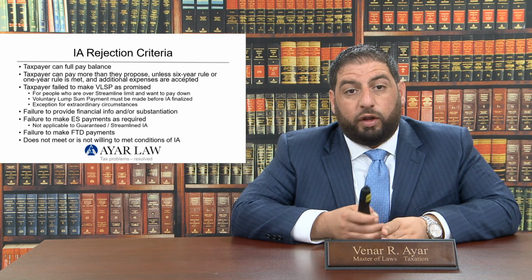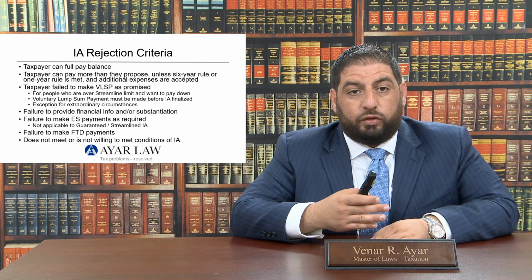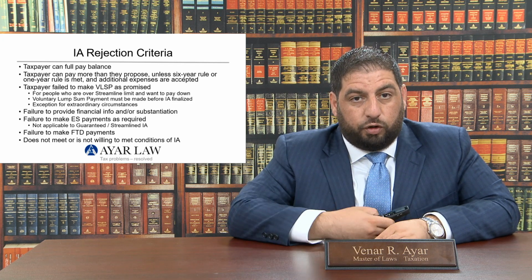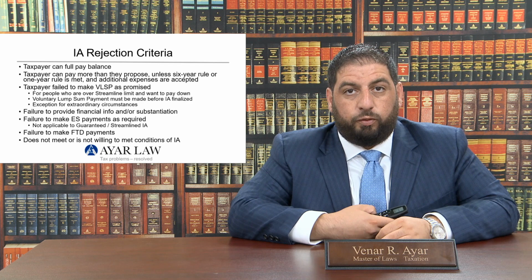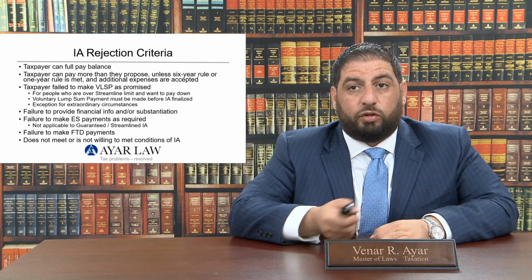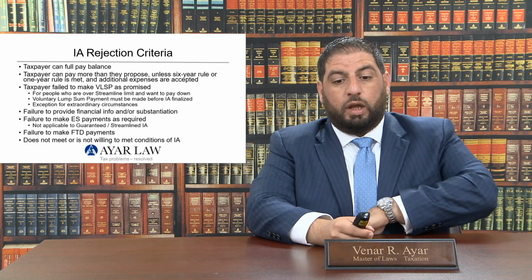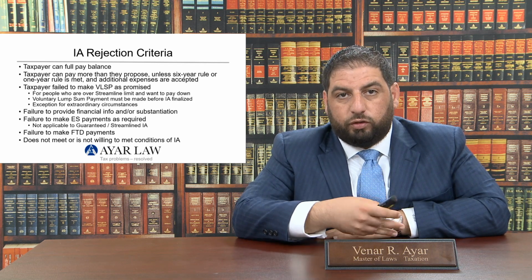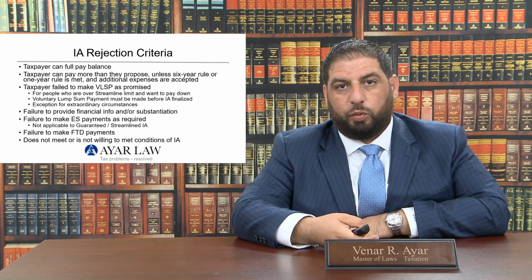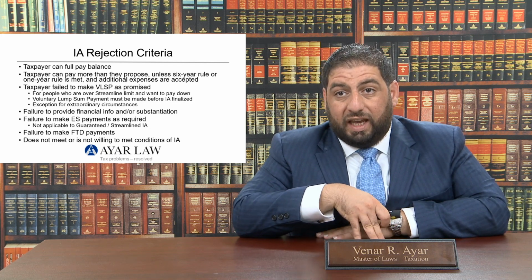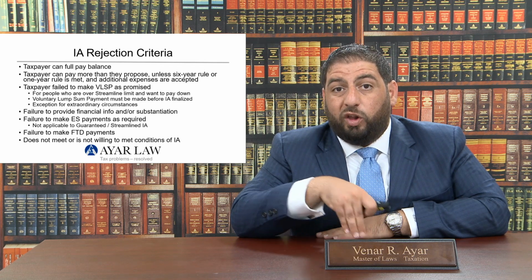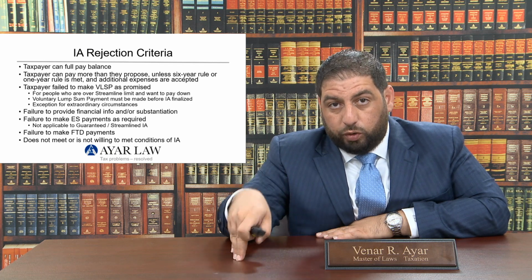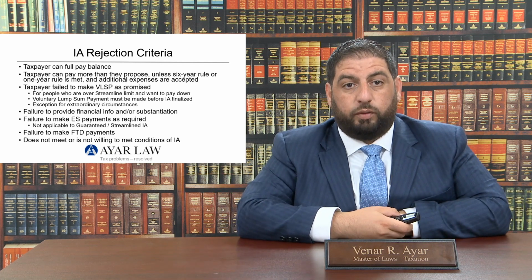They can also reject it for failure to make estimated payments, although that is not applicable to guaranteed or streamlined installment agreements. You have to be current on your estimates. If they reject your installment agreement for reasons of not being current, there is an appeal right. It's not like with an offer in compromise. With an offer in compromise, in order to process the offer, you have to be current on your ES payments. Otherwise, they just return it. With an IA, they will process the offer even if you're not current, and they will reject it. The difference between a return and a reject is a reject has an appeal right.